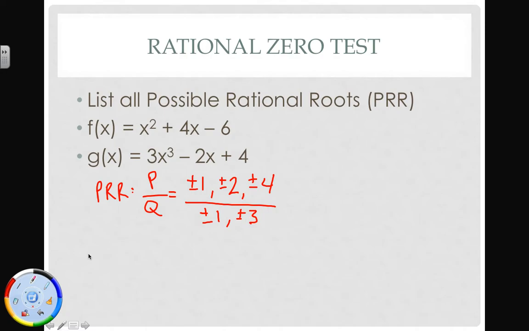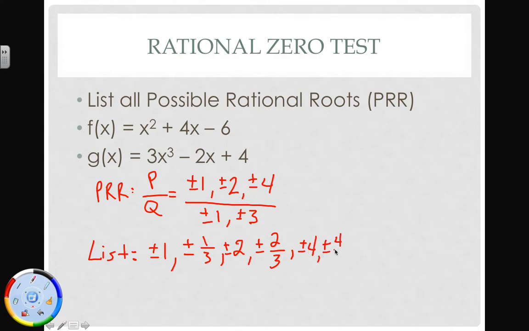Now I need to make a list of all possibilities. So I just start with the 1. I go 1 over 1, which means I get a plus or minus 1. 1 over 3, I get a plus and minus 1 over 3. And I just continue this process. Now I've taken care of all of the 1s over both of these. Now I'm going to go to the 2s. So 2 over 1, and 2 over 3. And then I do the same thing with 4. So plus minus 4 and plus or minus 4 thirds.